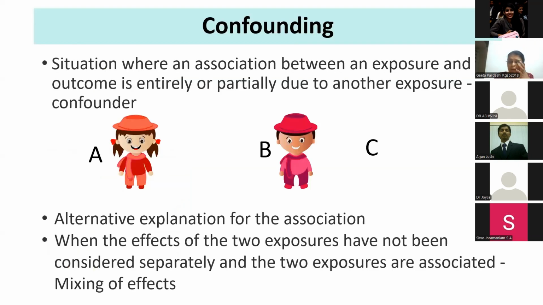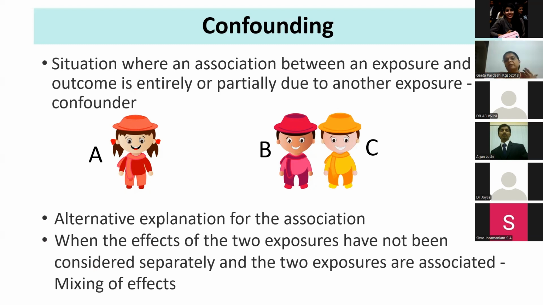So confounding is a situation where an association between an exposure and an outcome variable is either partially or totally or entirely due to another exposure, which we call a confounder. So I've already told you that we feel A and B are associated with each other, but actually B and C are associated with each other, and A is more associated with C than B, and therefore, when we have a look at the associations, we feel that A and B are associated with each other, which is a wrong understanding.